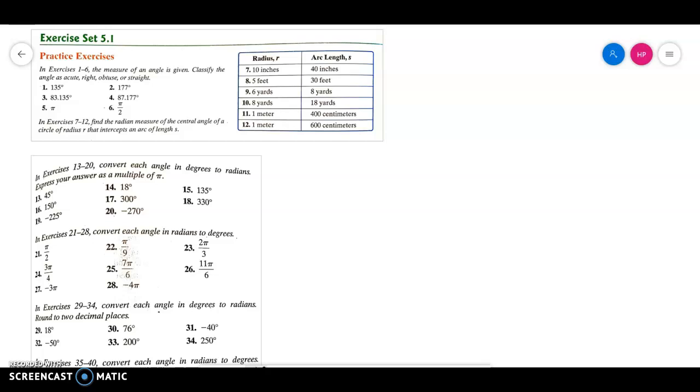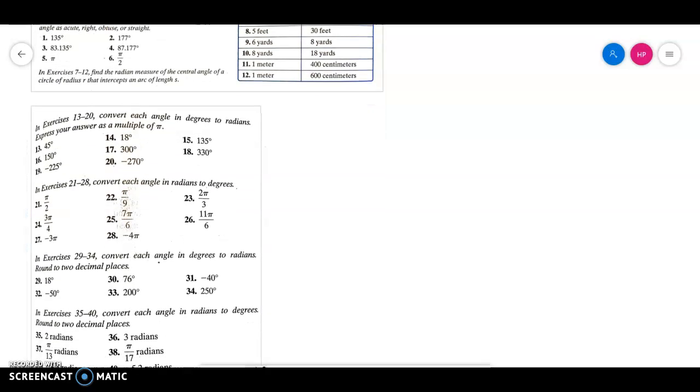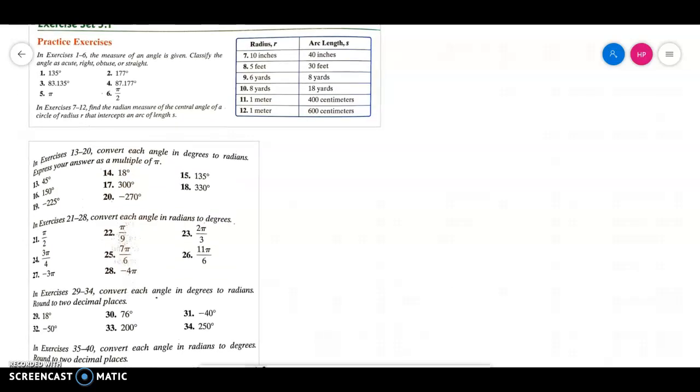So in the first 6, is it acute, right, obtuse, or straight? The degree measures should be super easy to pull and recognize here, 1 through 4. So 135 degrees is more than 90 but less than 180, so that would be obtuse. Same thing with the 177. And then I have less than 90 degrees, so I have 2 acute angles here with 3 and 4. So the degree measure shouldn't be an issue.